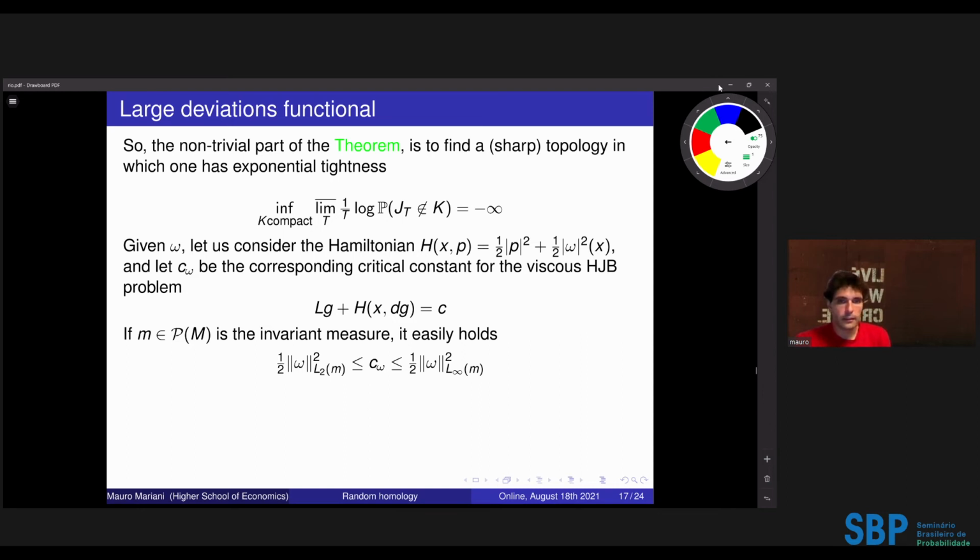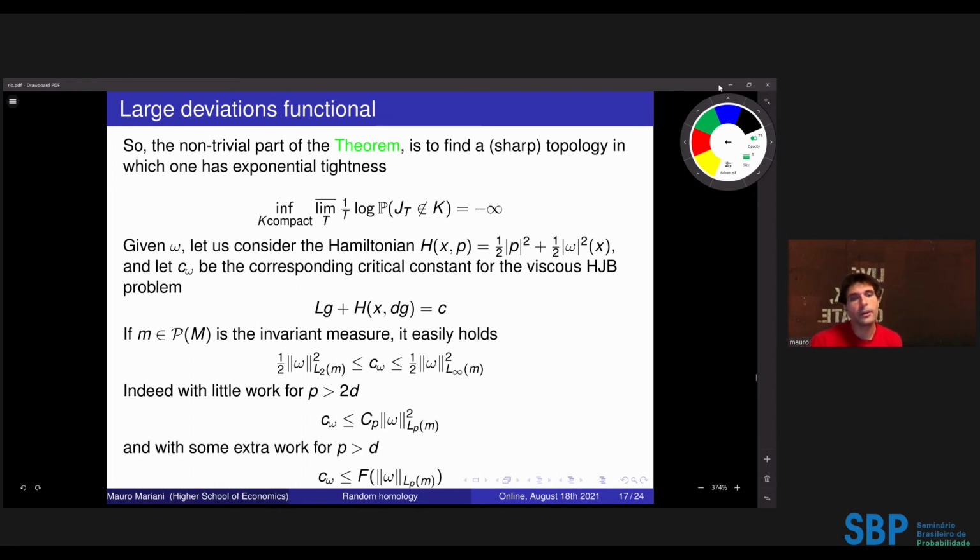And on the other hand, taking G constant, for instance 0, certainly I can make the inequality hold if C is the infinity norm of omega squared. Because if G is 0, H(x) is 1/2 omega squared, and 1/2 omega squared is everywhere bounded by the infinity norm, if omega is smooth. So with a little work, you can actually bound C omega with the LP norm squared of omega, if P is larger than d, with a function of the LP norm of omega. And this function is quadratic around 0. So this is the critical constant of the Hamilton-Jacobi problem.